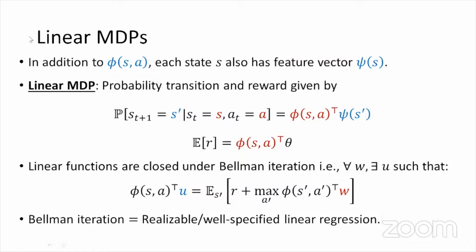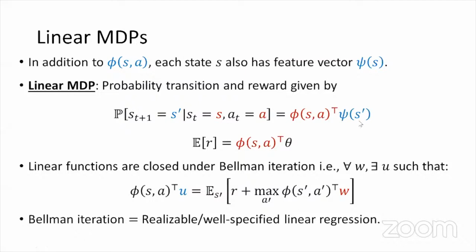And one of the most well-known classes among them is the class of linear MDPs, where for every given state action pair, we have this feature vector phi of s, a, but for every state, we also have a feature vector psi of s, and the probability transition function is itself linear. So probability of s t plus 1 equals s prime, given the current state action pair, is an inner product between phi of s, a transpose times psi of s prime. Okay.